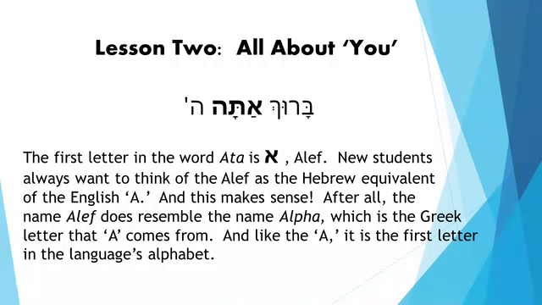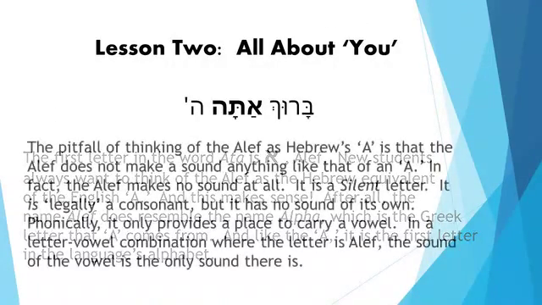The first letter in the word atah is aleph. New students always want to think of the aleph as the Hebrew equivalent of the English letter A, and this makes sense. After all, the name aleph does resemble the name alpha, which is the Greek letter that A comes from. And like the A, it is the first letter in the language's alphabet.